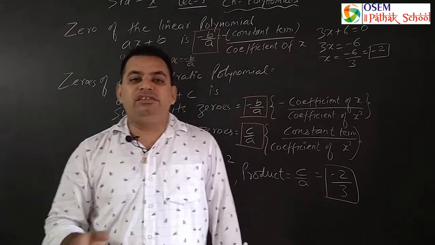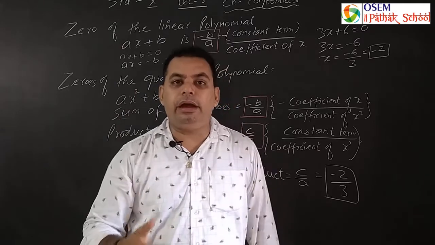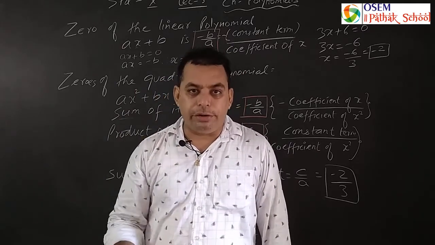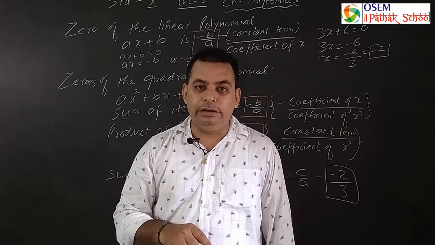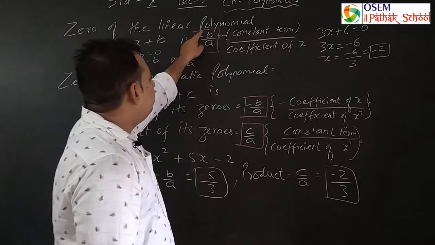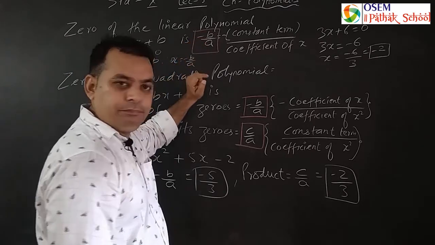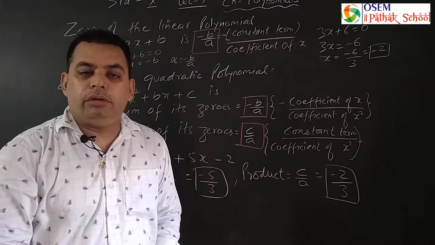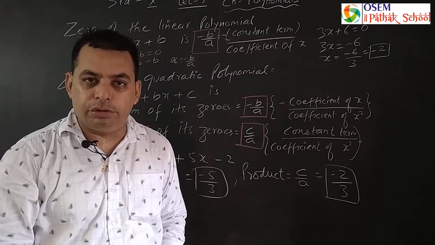So again I am repeating, sum of the zeros is minus b by a, and product of the zeros will be c by a in case of quadratic. But in case of linear, in the form ax plus b, x will be minus b upon a. I have written down the formulas over here. According to this, we will do the sums further.